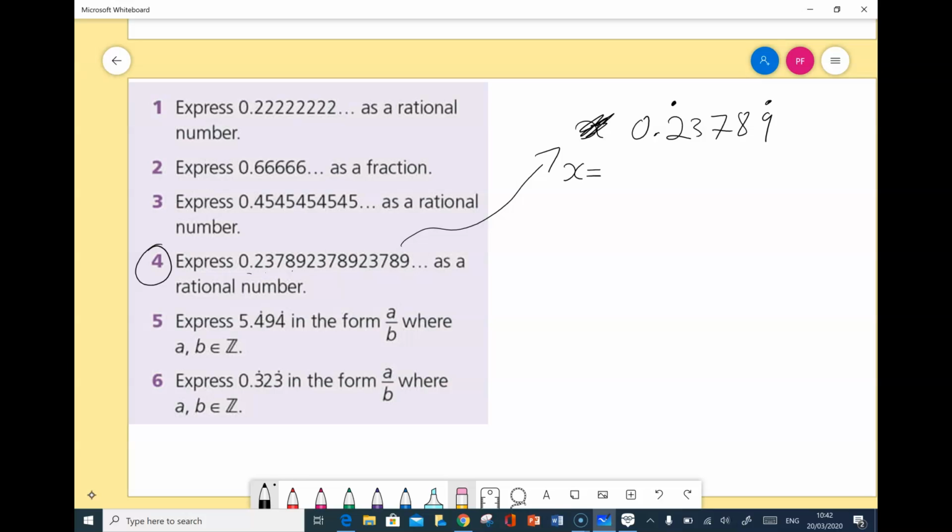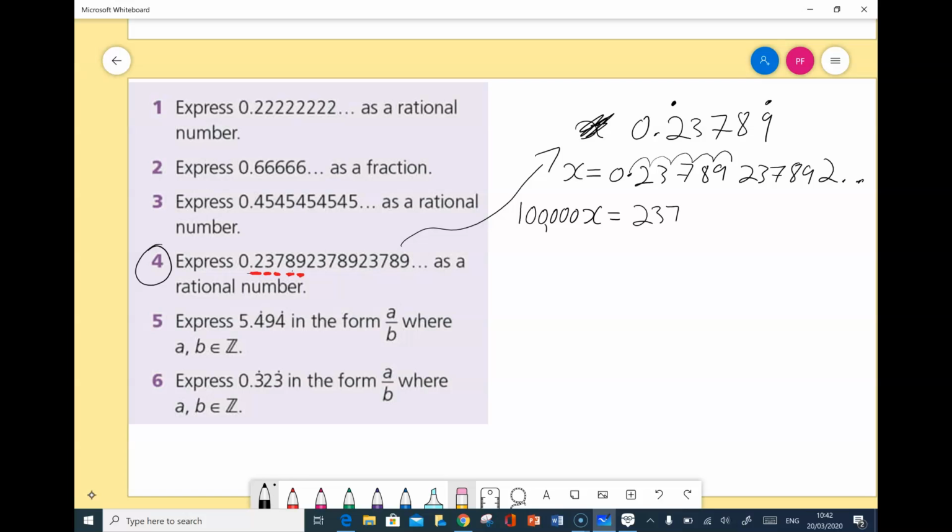So x is equal to 0.23789, 23789, 2, and it keeps going on and on. So, how many numbers before it repeats itself? Well, 1, 2, 3, 4, 5 numbers before it repeats itself. So we'll need 5 zeros to get that in front. So what would have 5 zeros? Well, it's just a 1 with 5 zeros after it. So that is 100,000 times x. We'll move the decimal place 1, 2, 3, 4, 5.